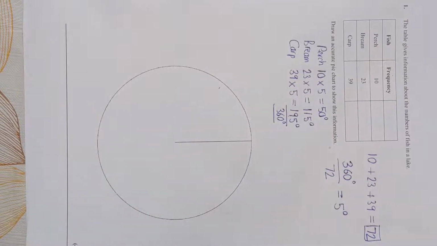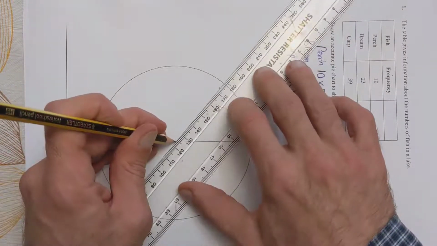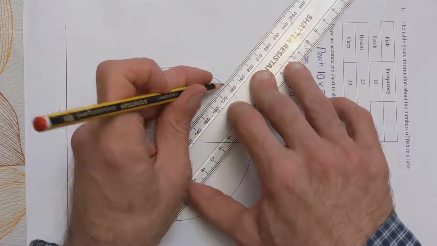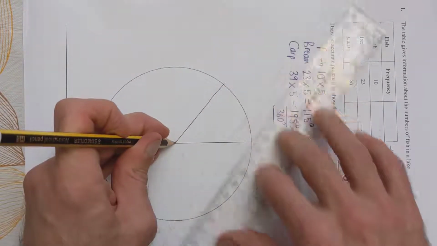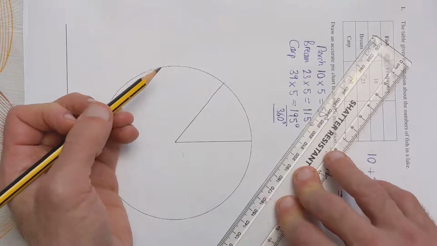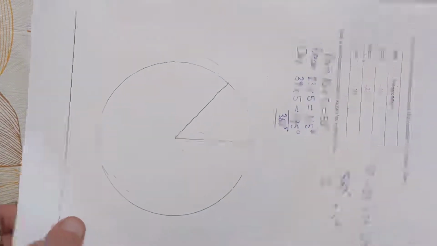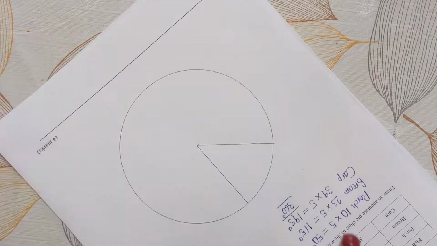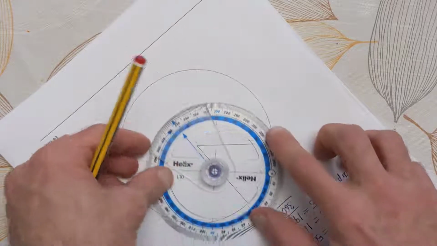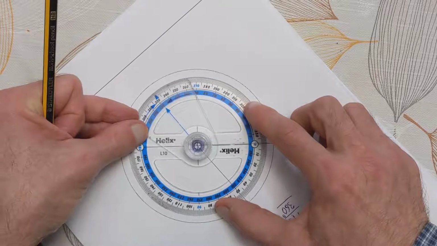And then you get a ruler and you draw the line like this. Okay, so the sector for perch is here, 50 degrees. Now probably the best thing to do is you turn the page a bit more, and now the 0 will be along the line that you've just drawn.